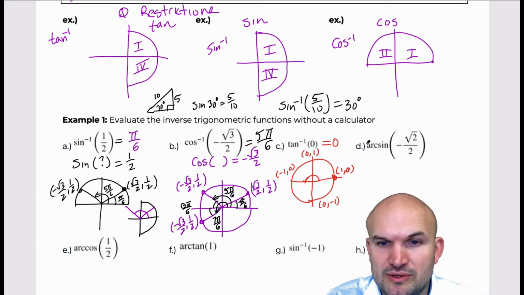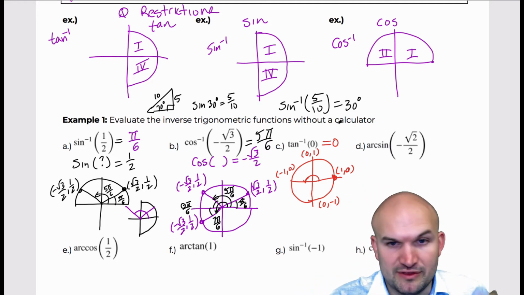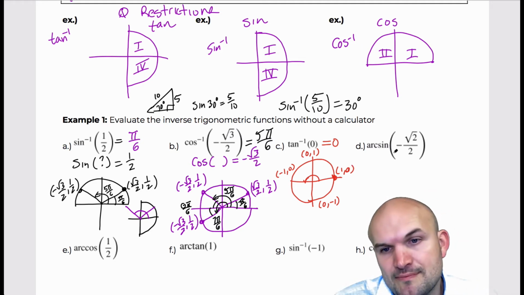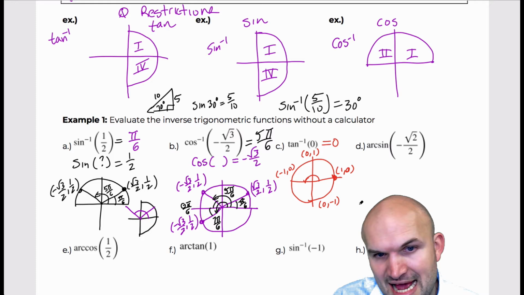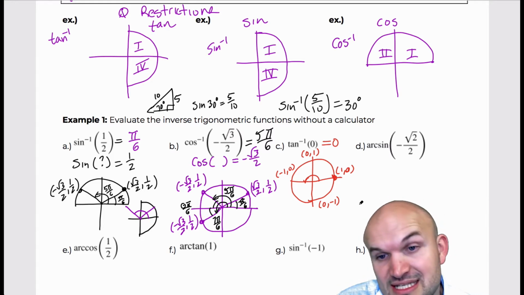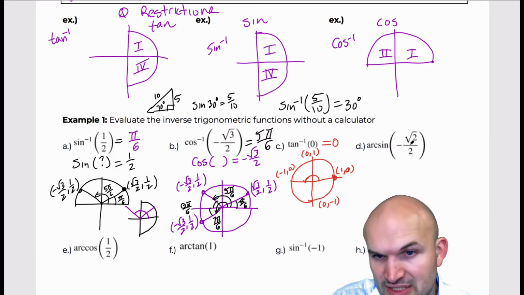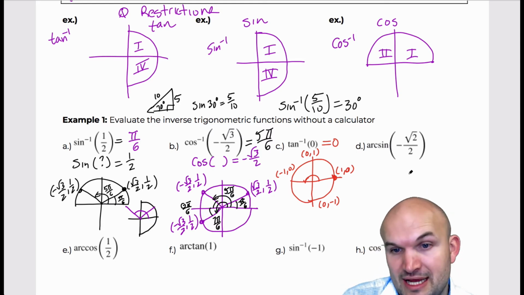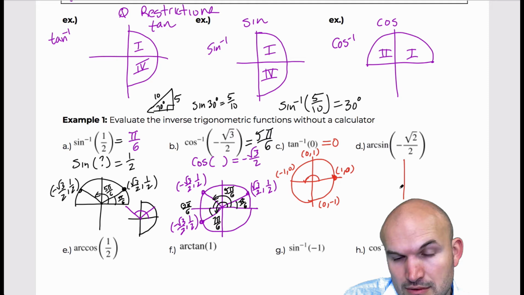All right, so the arcsine of, now the other thing, remember, we can interchangeably use arcsine instead of sine inverse. So arcsine, again, is basically asking us the same question: the sine of what angle is going to equal -√2 over 2? And so we know that sine is going to be negative at these two angles, right? And we know that they have to have the same reference angle as pi over 4.